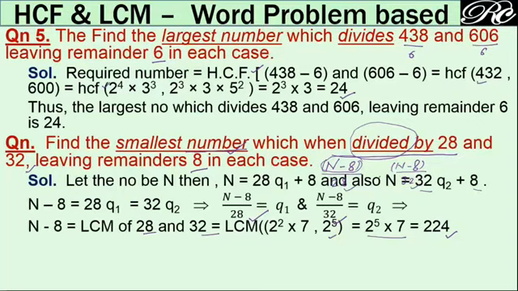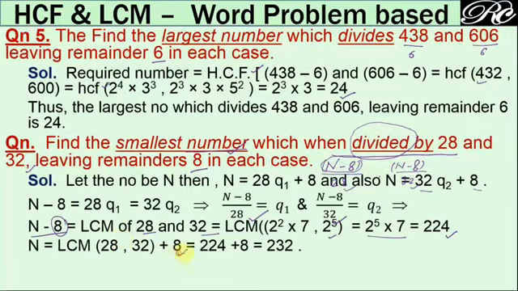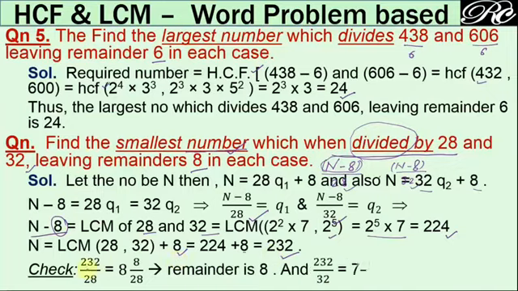So n minus 8 is our 224. Therefore, for calculating n, this has to be transferred to the other side. Therefore, n is equal to the LCM of 28 and 32 plus 8. It is 224 plus 8, 232. This can also be checked. Here we had to calculate this bigger number, therefore we have gone for the LCM.